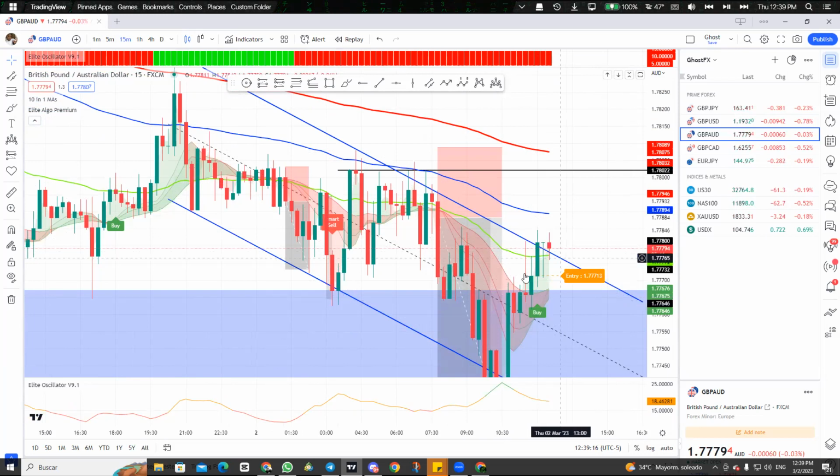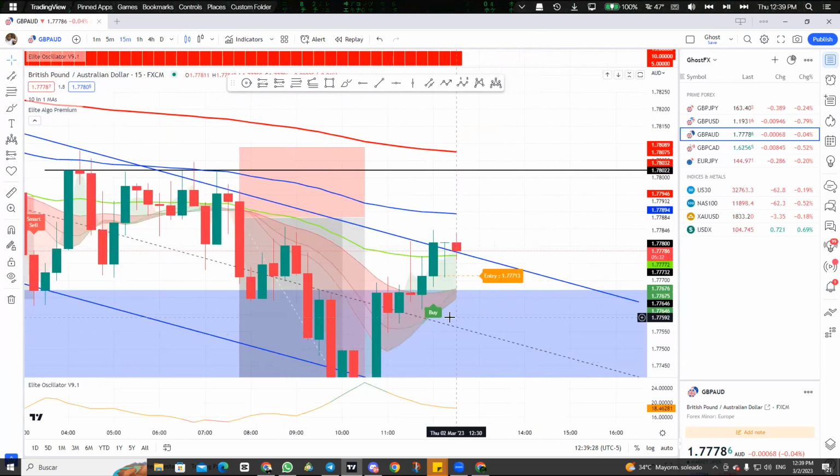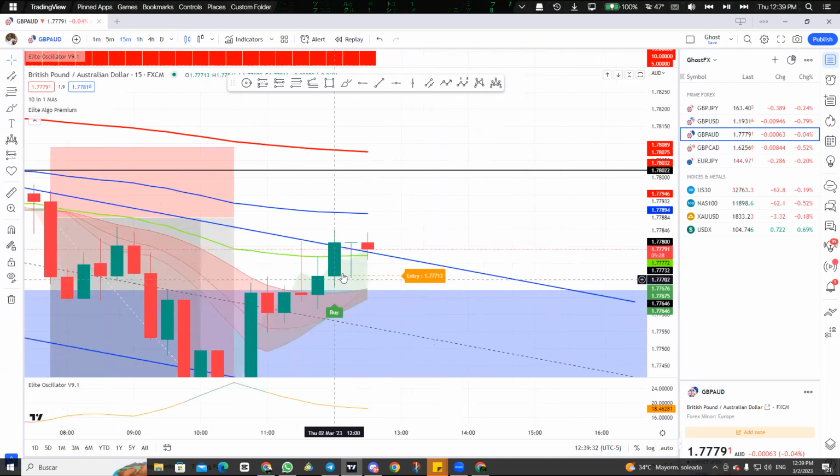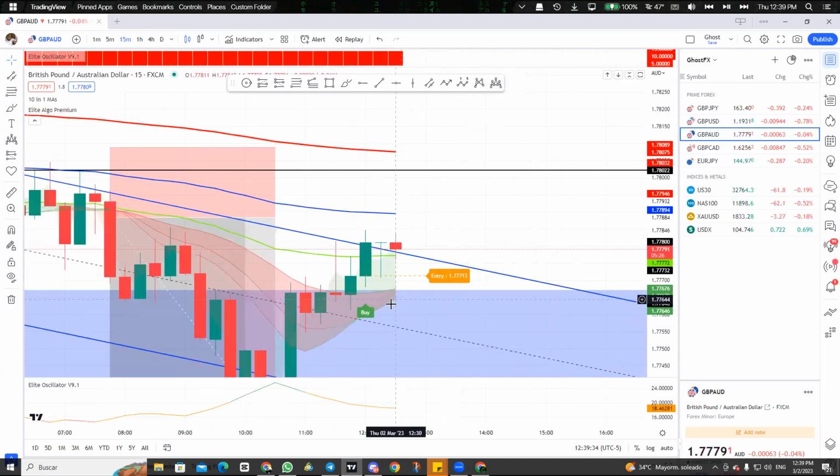So there's a lot of things that could happen here. And if we get an engulfing candle or we get consecutive green candles, it means that it's gonna continue going up. And if you see here, this here on the trend scalper is turning green. The cloud is turning green here. See here, it's green.